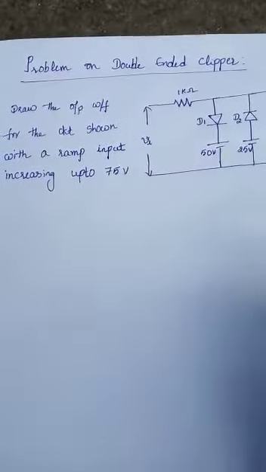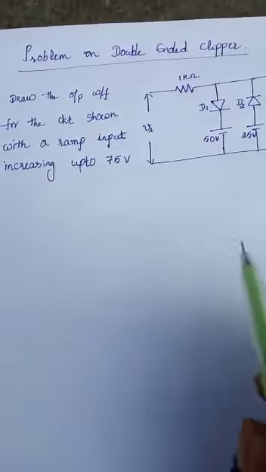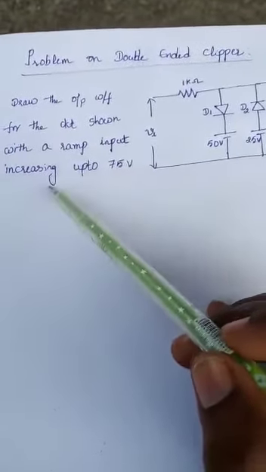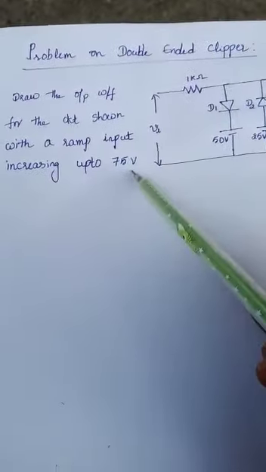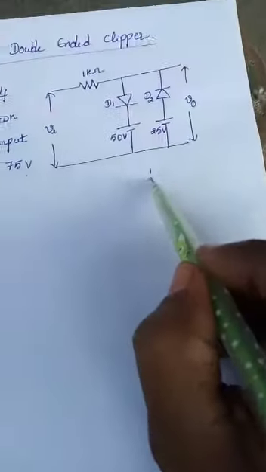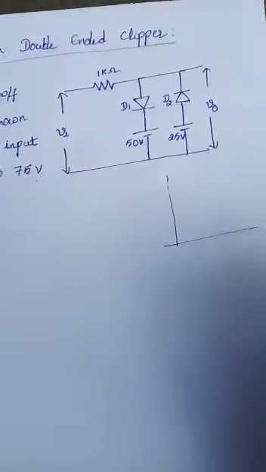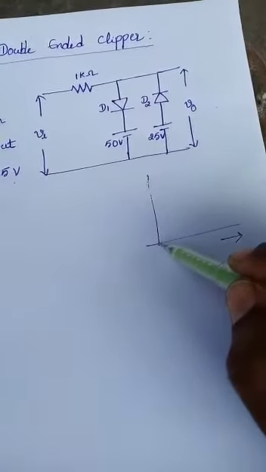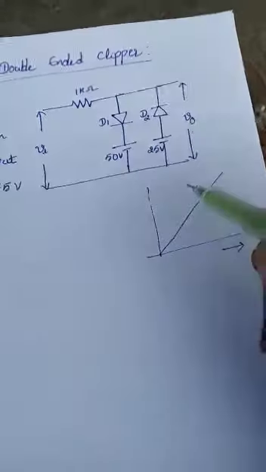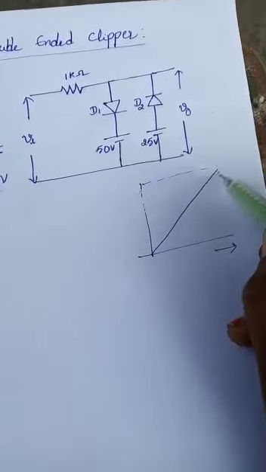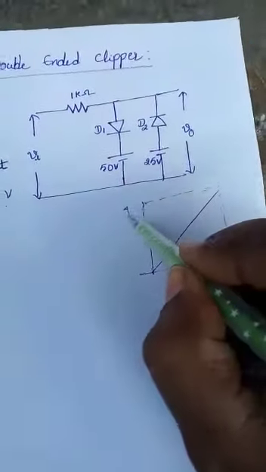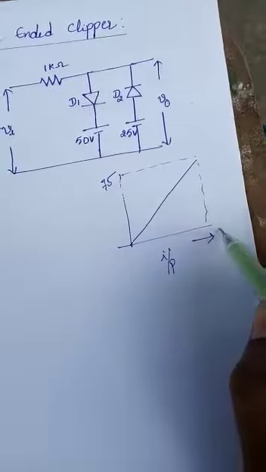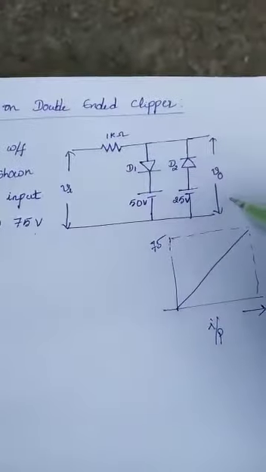For the given input signal, first we will draw the input signal based on the given specification. Here the specification is that the input is a ramp input increasing up to 75 volts. So what is the input signal here? It is a ramp signal. As we know, a ramp signal increases linearly. Up to which voltage does it increase? From the given specification, it increases up to 75 volts. So this is the input signal. For this input signal, we have to draw the output for the corresponding given circuit.